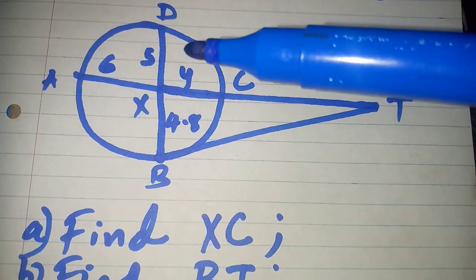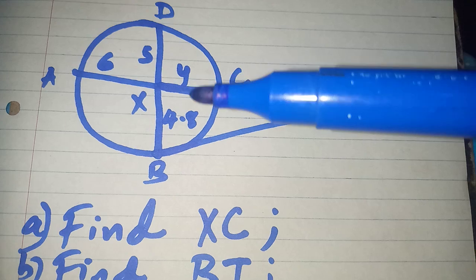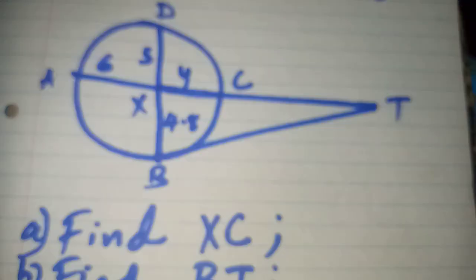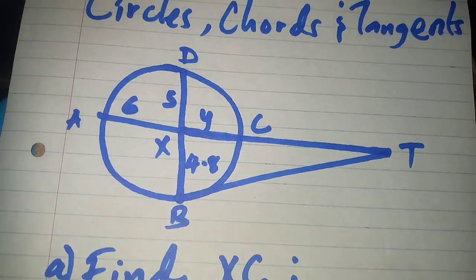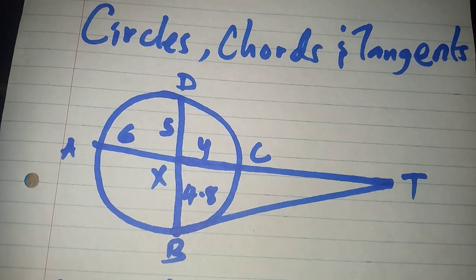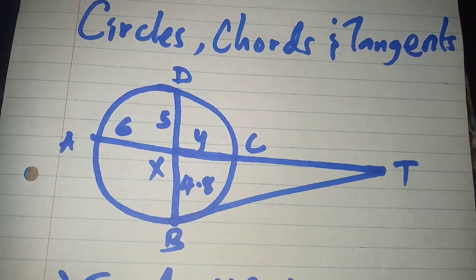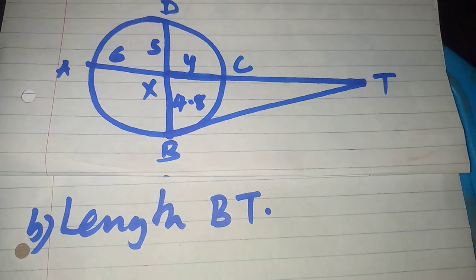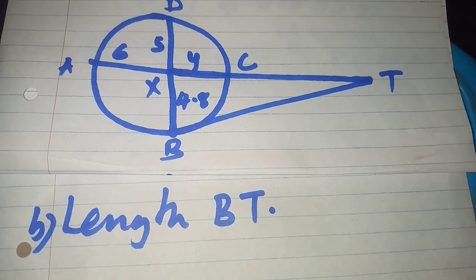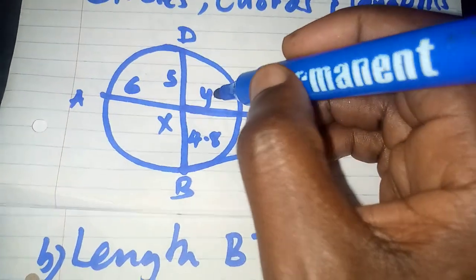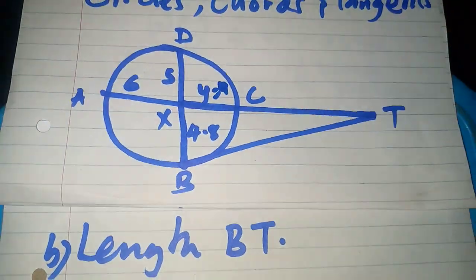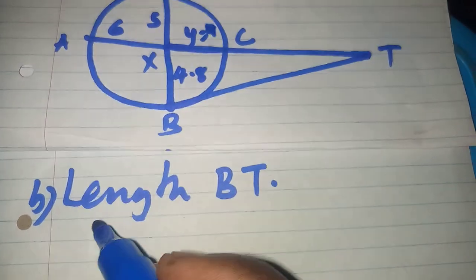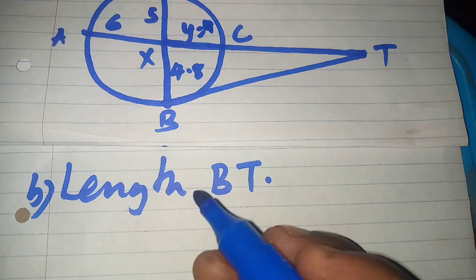So I've applied the internal intersection of chords. If you want to find the unknown length, then you just cross multiply the opposite sides of your chord like that. So for part B, I've managed to find y. The value here is now 4. So part B, you are asked to find length BT.